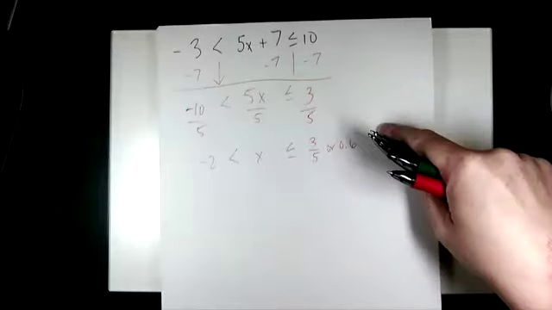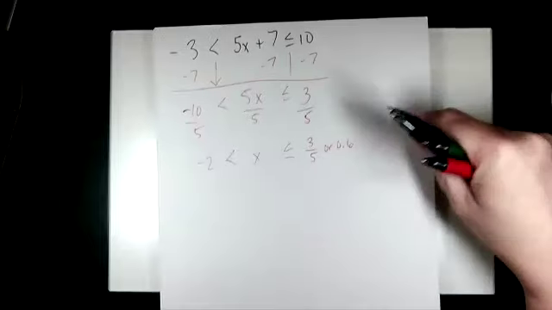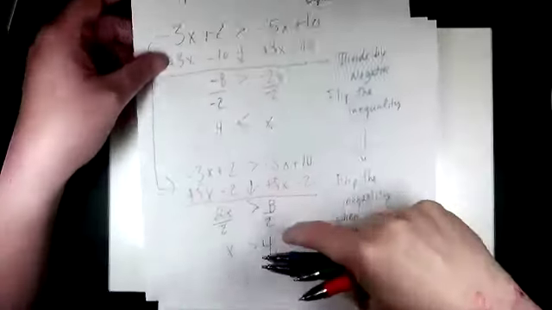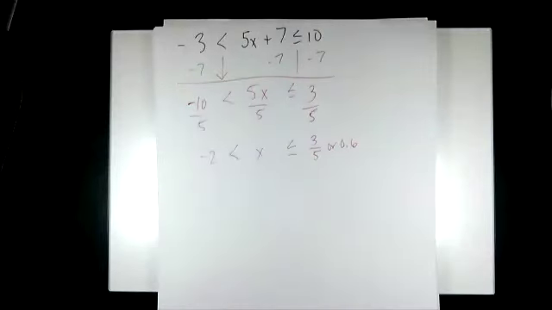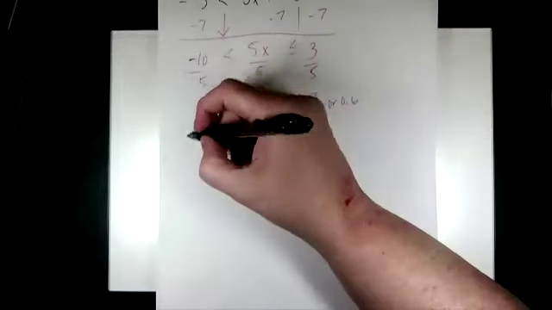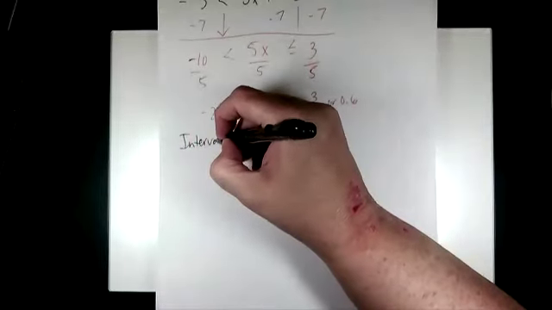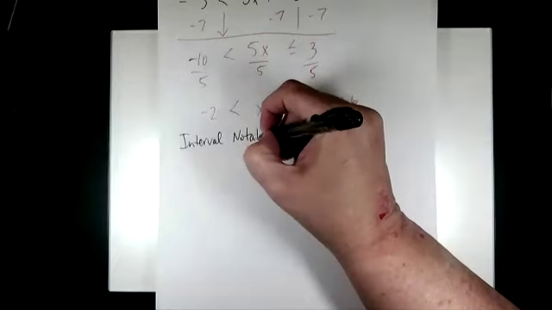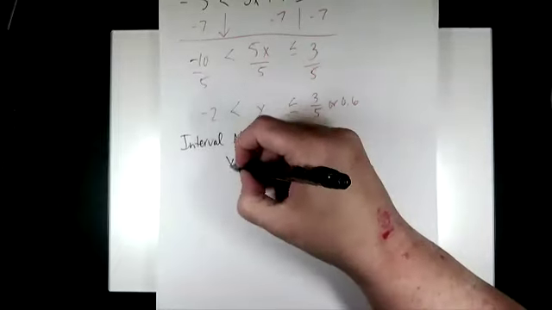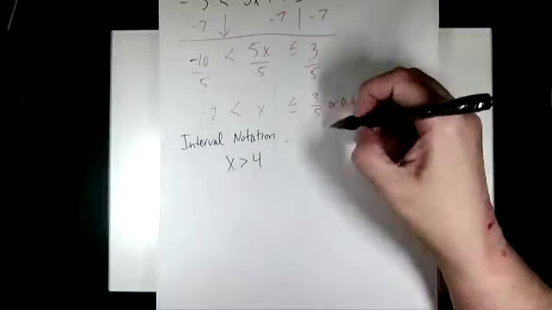Before I graph this one and do interval notation with that one, I want to come back and talk about this one real quick. Let's look at the x greater than 4 as interval notation. So interval notation. X greater than 4.